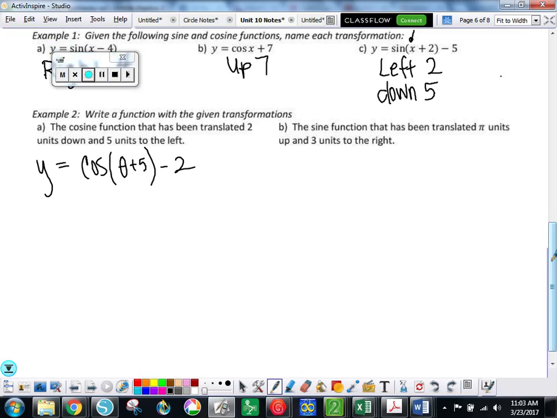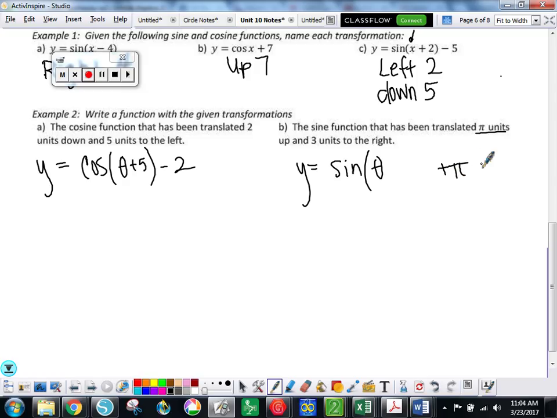Alright, part B. So now we're doing the sine function. Y equals the sine. Change once. That's been translated pi units up. So where is that going to go? On the outside or inside? Yeah, like plus pi. Good. It's going up, so we're going to say plus pi out here.